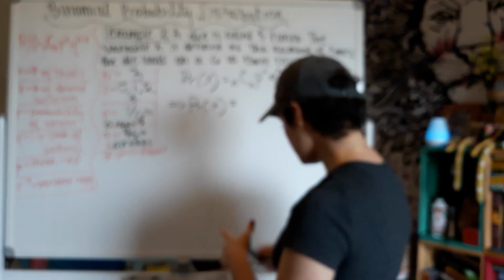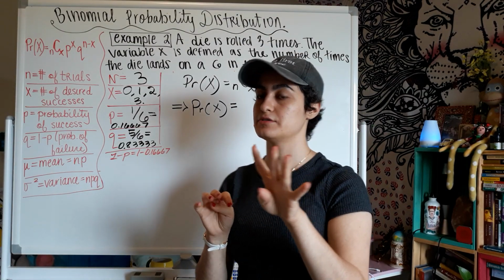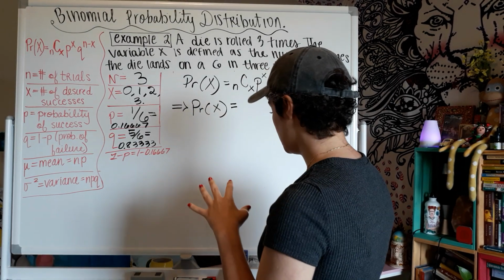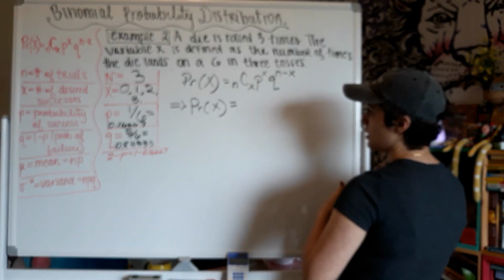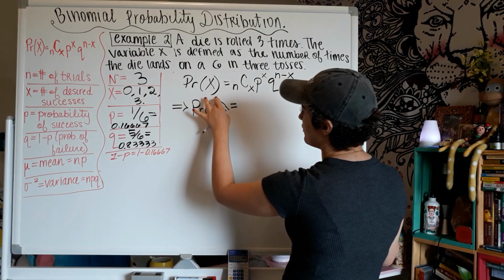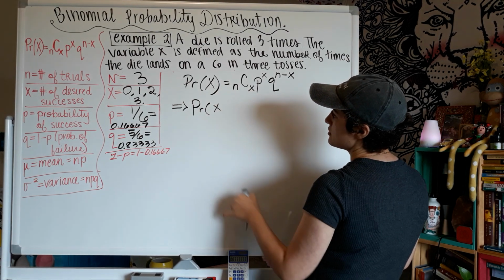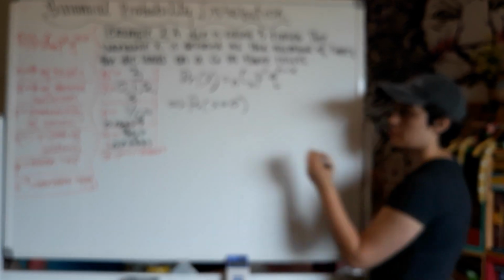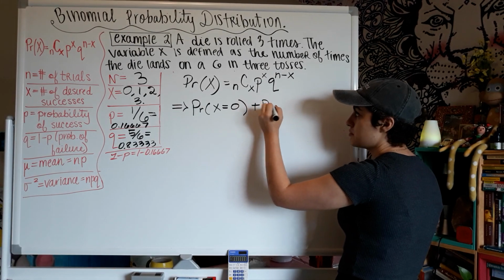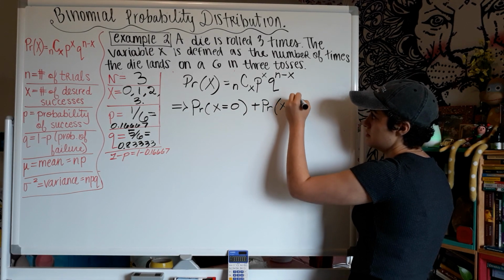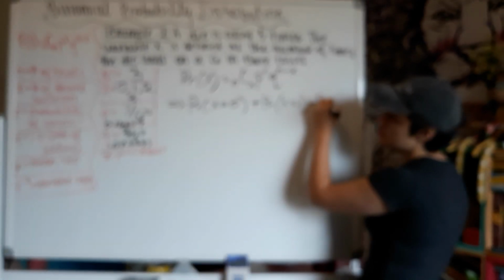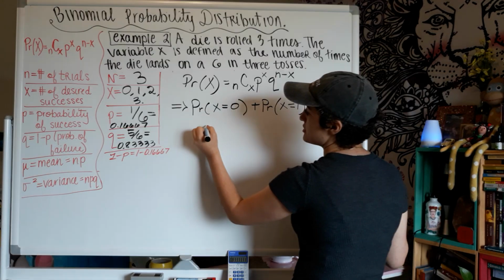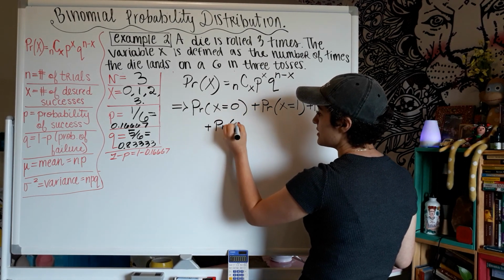Except there's 4 X values. So I'm going to have actually 4 parts to this final answer, and I'll explain. So here is how I want to do it. So the probability that X equals 0 plus the probability that X equals 1 plus the probability that X equals 2 plus the probability that X equals 3.